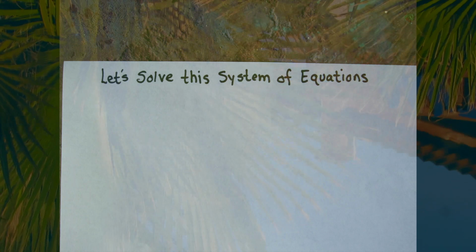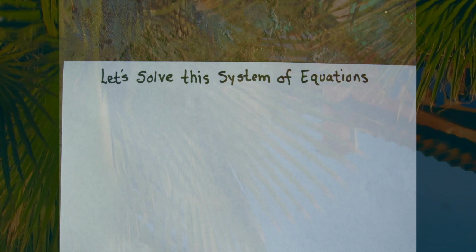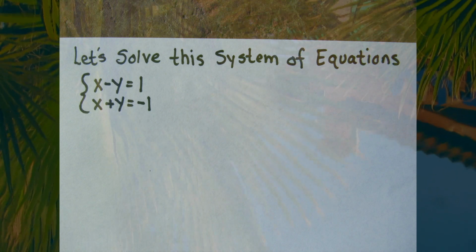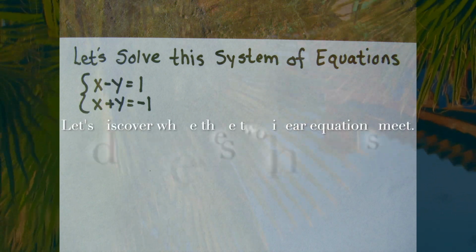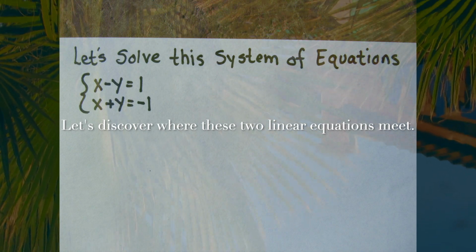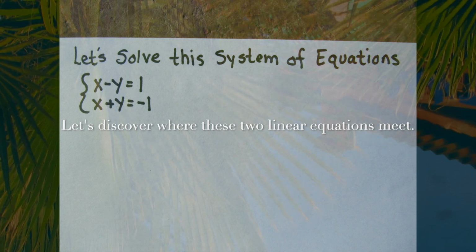We are going to learn to solve a system of equations. This is a basic one, but hopefully you understand how substitution works. So let's solve this system of equations. And there it is again. x minus 1 equals 1 forms a line, and x plus 1 equals negative 1 forms a line. Let's discover where they meet.